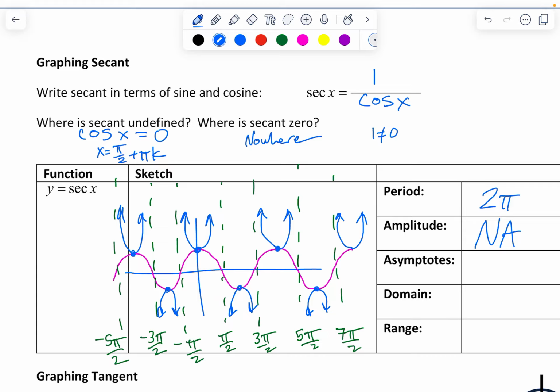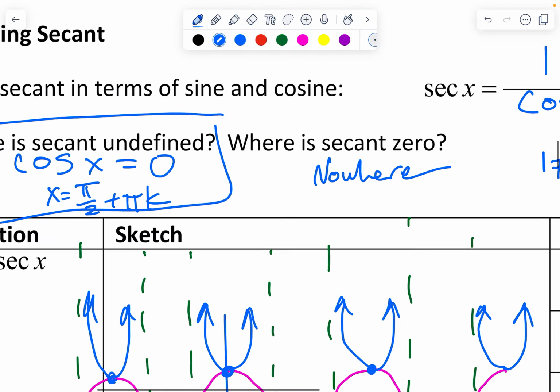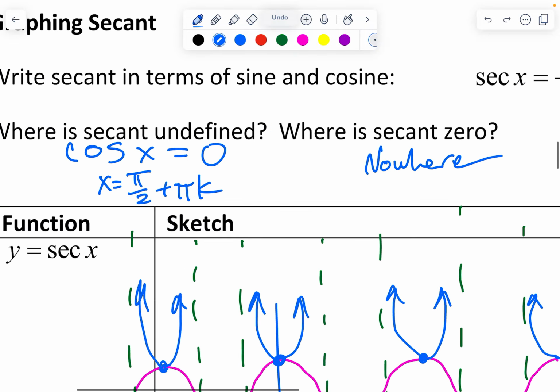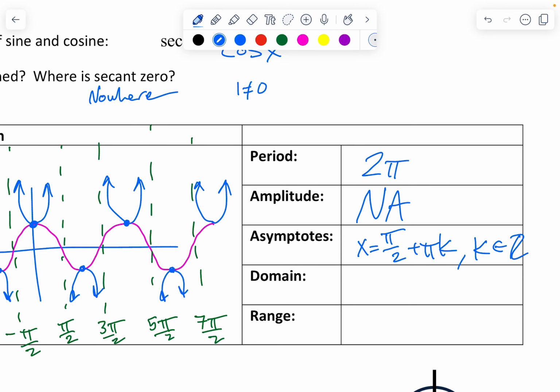The asymptotes right here are where secant was undefined. That's going to cause clutter. Okay, there it goes. And so the asymptotes are when x is equal to pi over 2 plus pi k, where k is an element of the integers. I'm writing it sometimes, not every time. The domain is going to be everything else. So it's going to be the set x such that x is not equal to pi over 2 plus pi k.